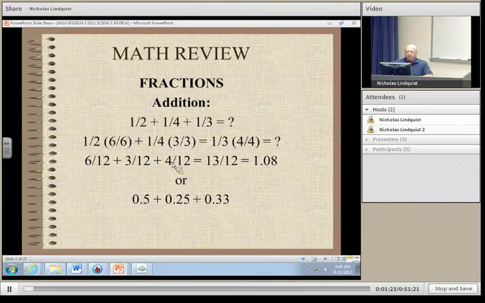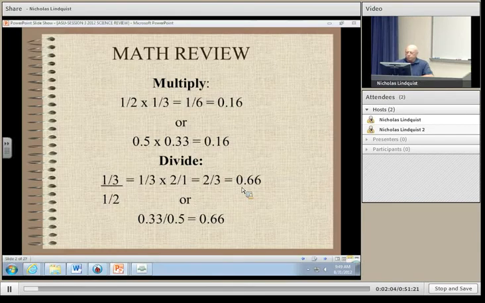We get 6/12. 1/4 becomes 3/12, and 1/3 becomes 4/12. We add those up. We add the numerators. We get 13/12. And if we did the division of 12 into 13, we'd come up with 1.08. And so the addition of 1/2, 1/4, and 1/3 would equate to 1.08. Another way to do that is convert the fraction into a decimal form of the equation, in which case we would have 0.5, 0.25, and 0.33. If we add those up, you'll find that likewise equates to 1.08.